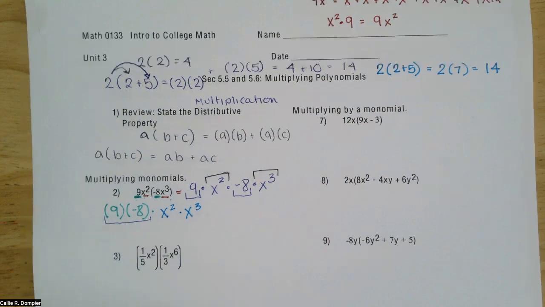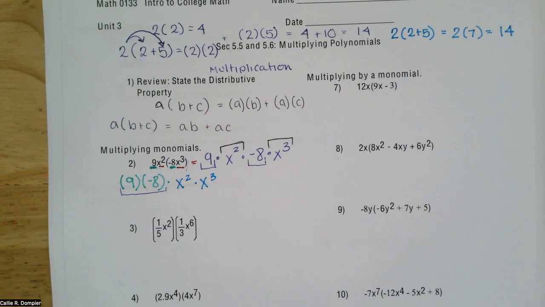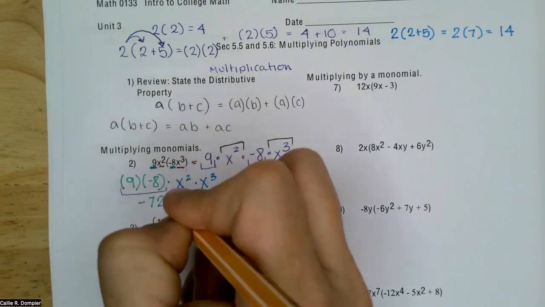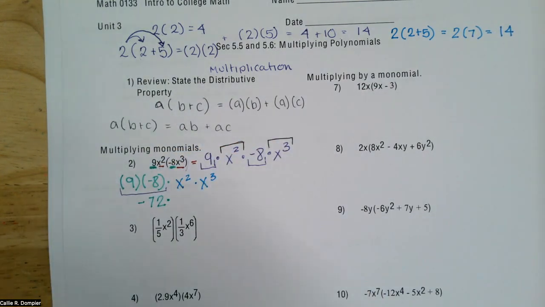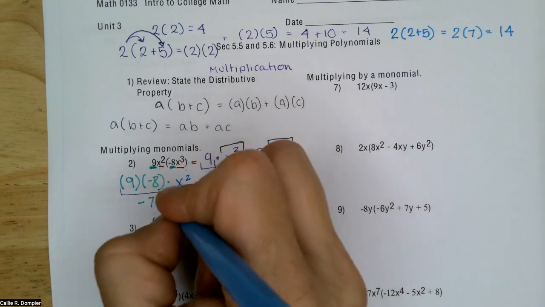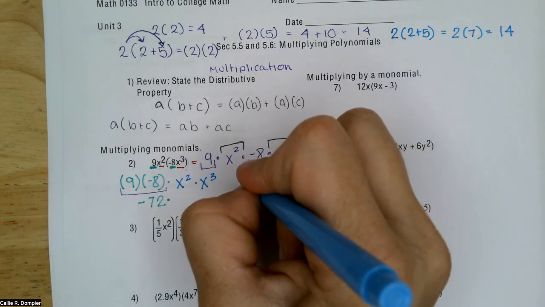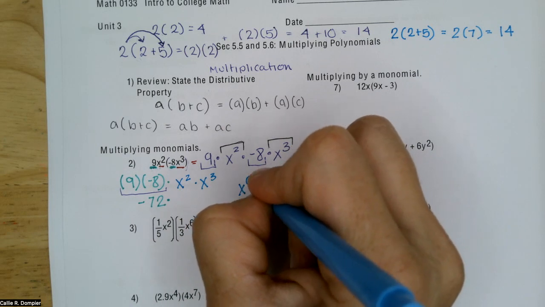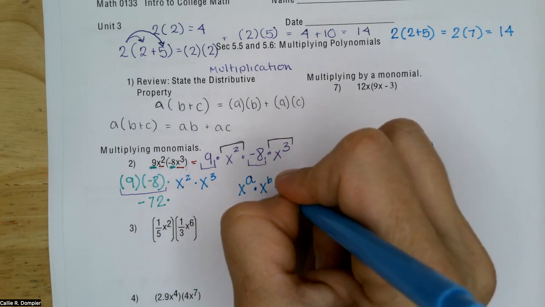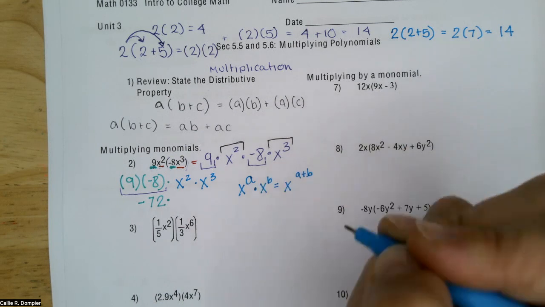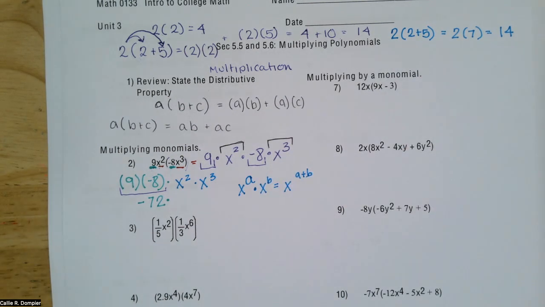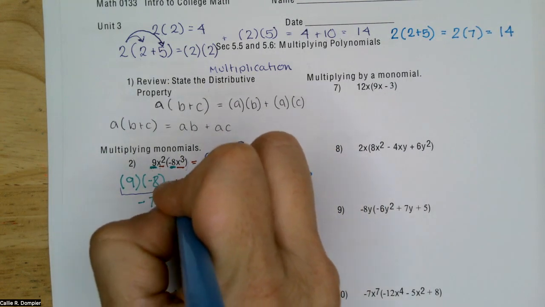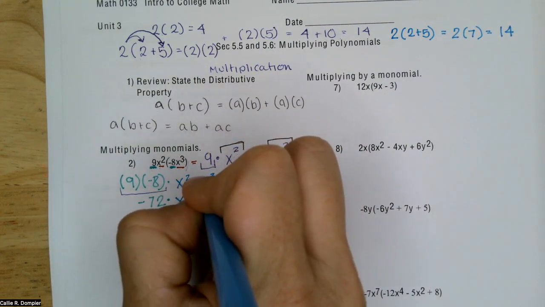Okay, so 9 times negative 8 is, I think, negative 72, right? Times, and then remember the rules of exponents are, what was it? X to the power of a times x to the power of b equals x to the power of a plus b, right? So x squared times x cubed is x to the power of 2 and 3.